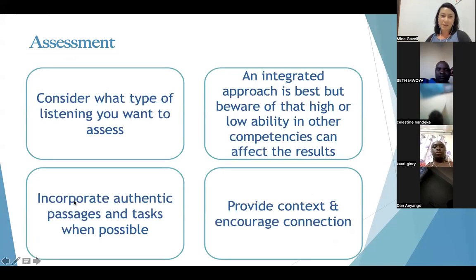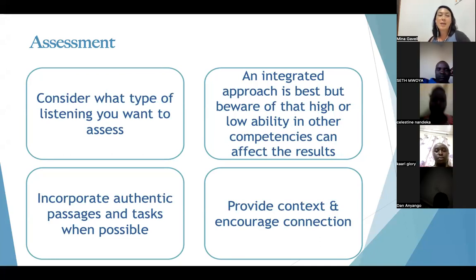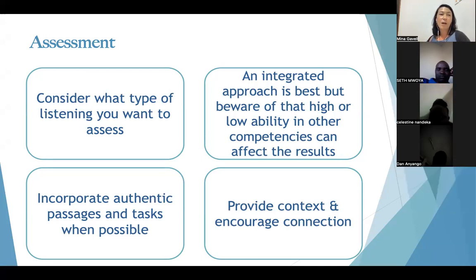So in terms of assessment, we want to be careful and consider what type of listening we want to assess. We want to use an integrated approach if we can, as that is the most authentic approach, but we also want to be careful for some of the reasons that were mentioned earlier. For example, Seth was saying if they have poor vocabulary, then maybe they can't explain. So maybe for students with a low level of vocabulary, especially beginners, retelling the story or summarizing is not a great way to assess listening because they don't have the vocabulary.